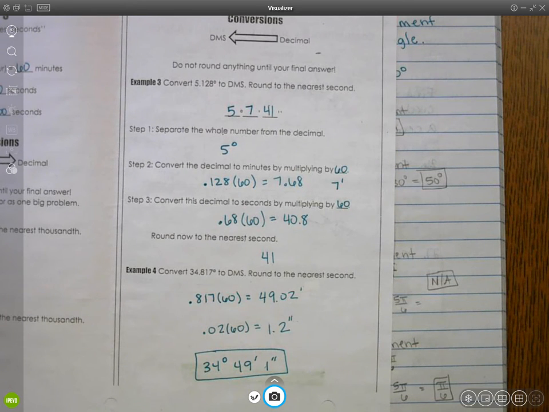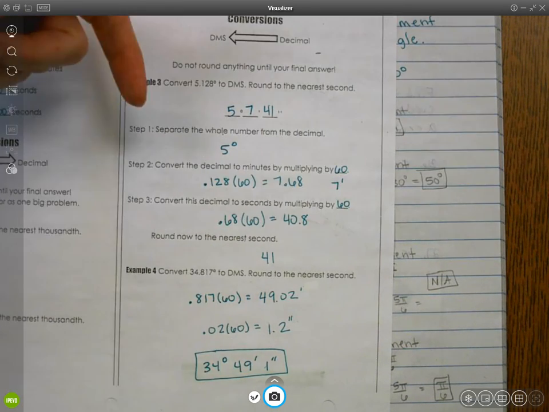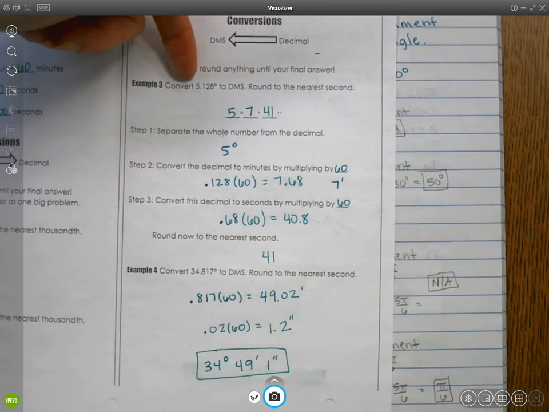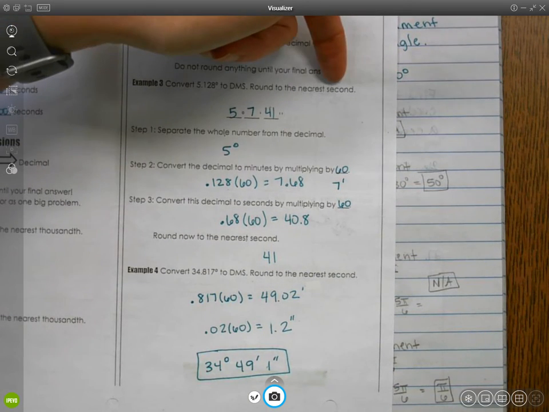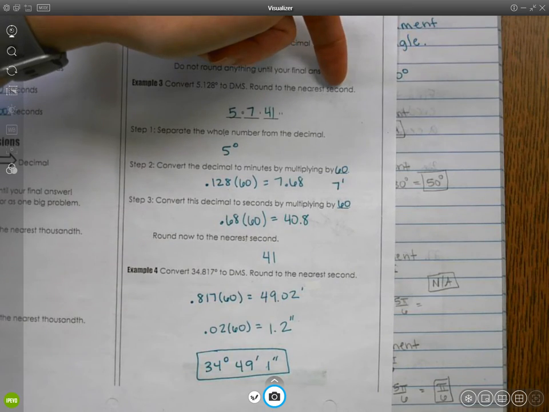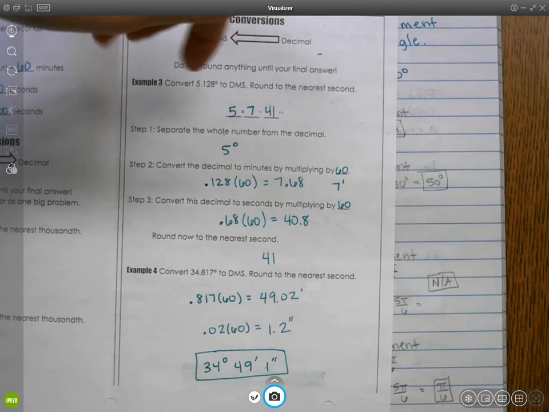So if I'm going to go from decimal to degrees, minutes, seconds, again, don't round until the end, but it's hard to keep up with everything. I'm going to convert this. We want it rounded to the nearest whole second. So at the end, we're going to round to the nearest whole second.